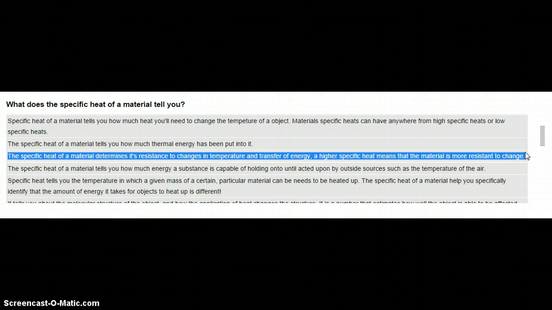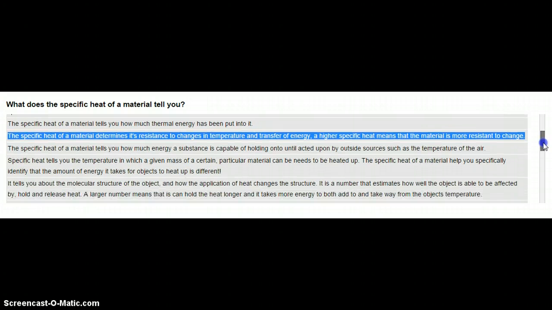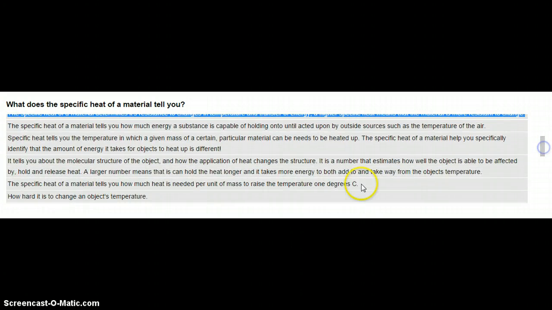You'll see that there are other answers that are similar, although not all exactly the same. Here's an interesting one. It tells you about the molecular structure of an object and how the application of heat changes the structure. It's a number that estimates how well the object is able to be affected by, hold, and release heat. So some very interesting responses there.